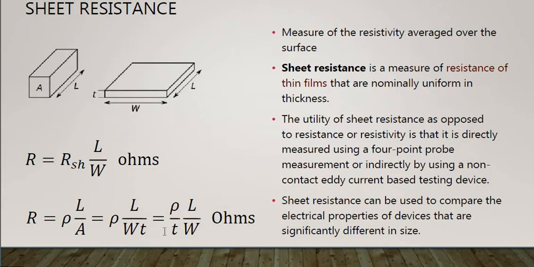So your R is equal to rho times L divided by T times W, in ohms. Overall we can write it as R_SH times L by W, where R_SH is equal to rho by T, in ohms, and these units will always be in ohms. I'll explain clearly in the next slide.